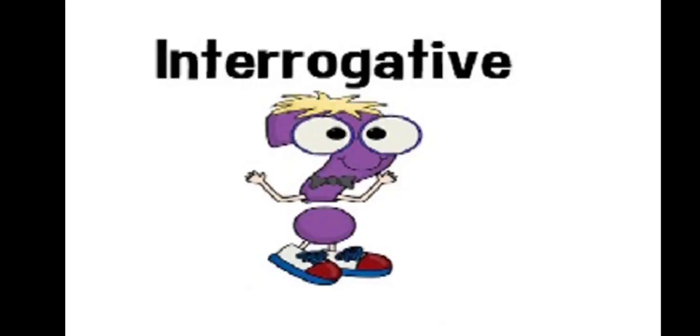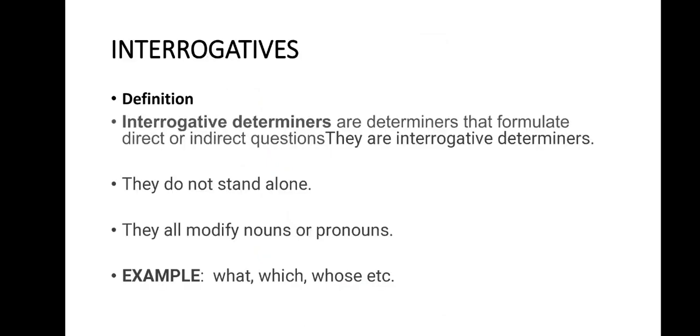Let's come to the next one, that is interrogative determiners. What are they? Interrogative determiners. Now, for interrogative determiners, you just connect the word questions with that. As simple as that, questions. Let's read the definition. Interrogative determiners are determiners that formulate direct or indirect questions. Children, they formulate what? Direct or indirect questions. Formulate means to make. They form or make direct or indirect questions.